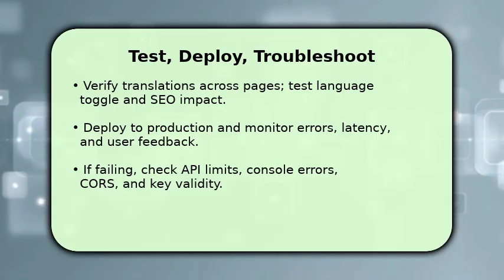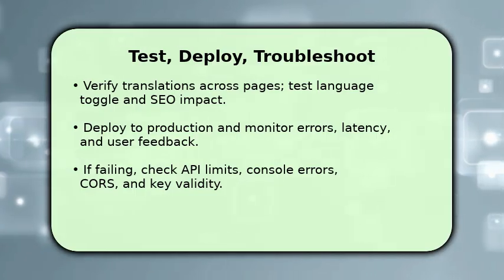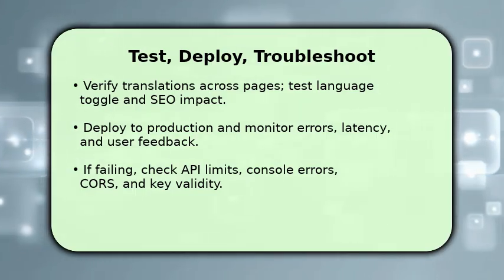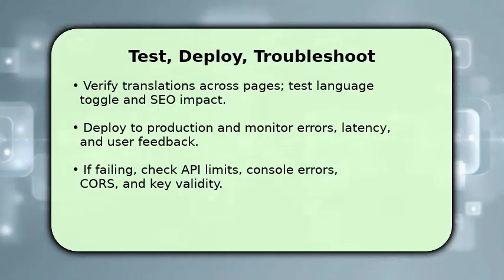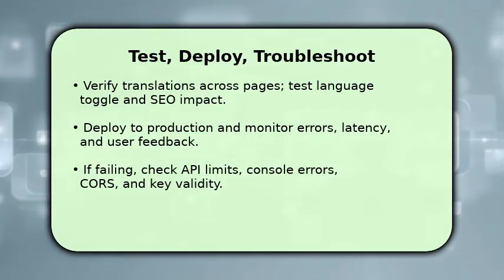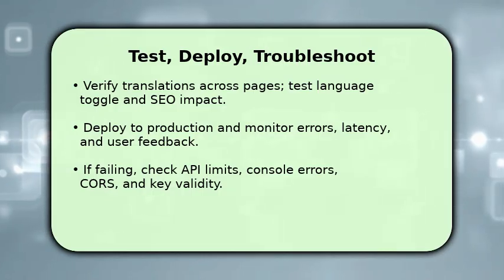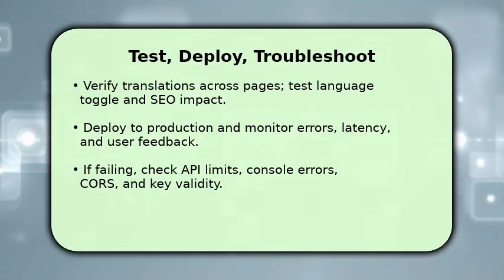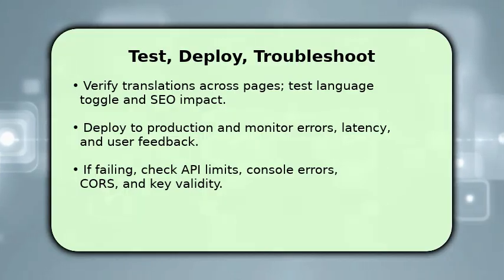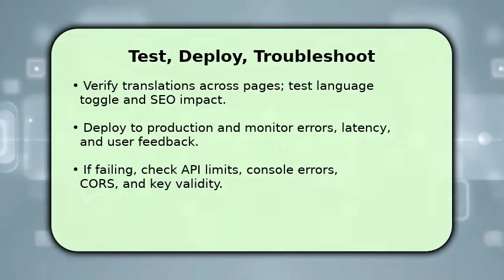Deploy to production once tests pass, then monitor for errors, latency, and user feedback to catch issues early. If the translator fails, check API usage limits, inspect browser console for CORS or script errors, and revalidate the API key or domain restrictions. One tip: enable detailed logs to pinpoint failures quickly.